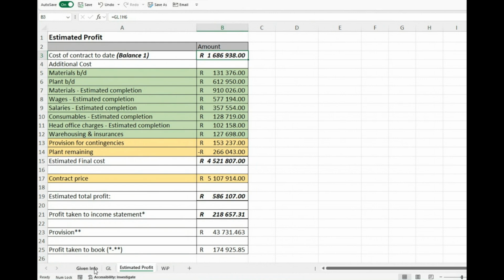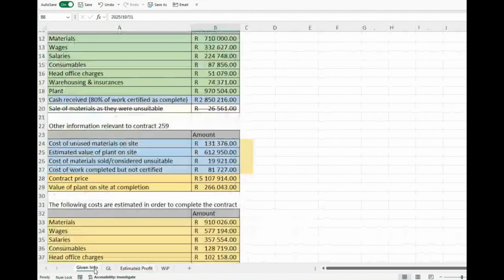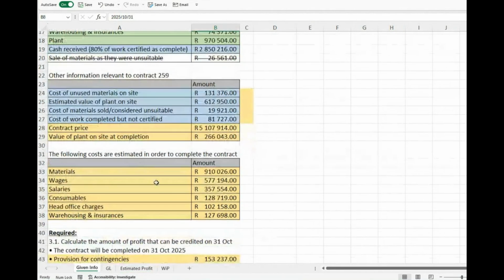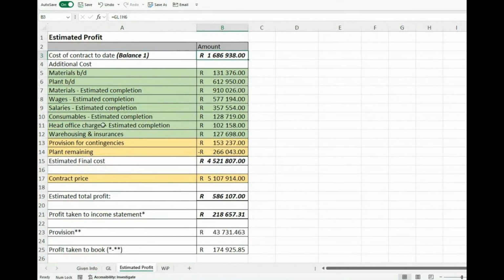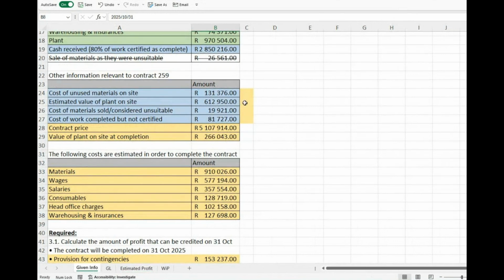Now, I think I did something wrong here, because in the given information, when I looked at the estimations, they were in yellow, and not in green. So let me just go here and say that all of these were actually yellows. Sorry, let me say those are yellows. And even these are yellows because remember what I said to you in the beginning with the given info is that these things we will use when we are calculating the estimated profit as well.